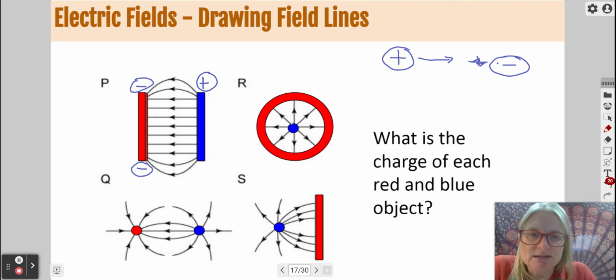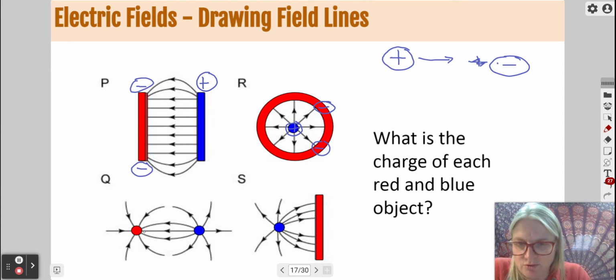In this case, it looks like we're going from positive in the middle to negative on the outside here. It's all negative around here. The arrows are pointing to the red, so the red must be negative here as well, and blue must be positive. And again, the arrows are going away from the blue to the negative, and this must be a positive.